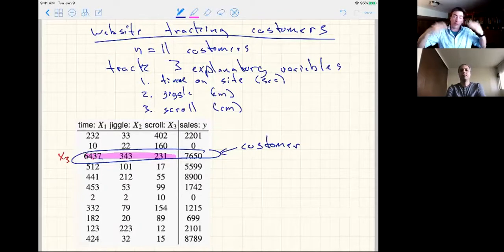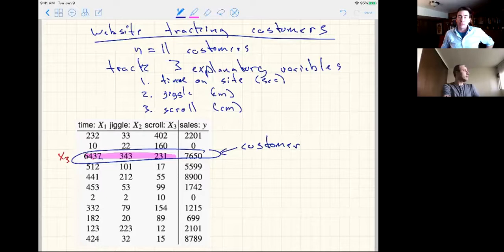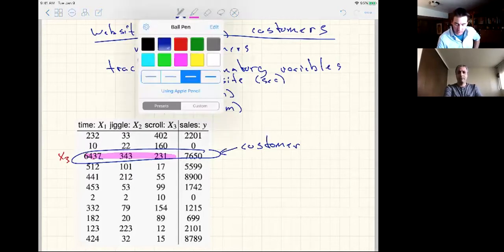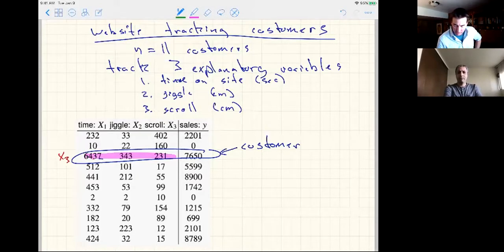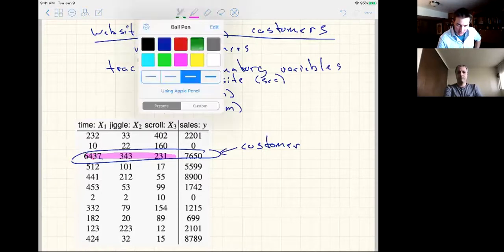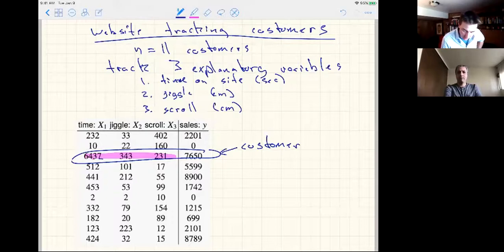The more you scroll down the website, that's another good interaction. And so the thought is that as these increase, you're interacting with the website more, you're probably going to spend more money. And there's also going to be, let me write this in blue so I can color code it, this is X3.